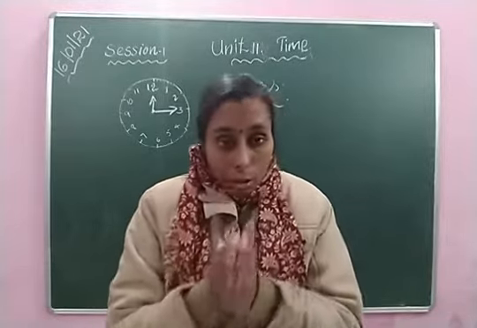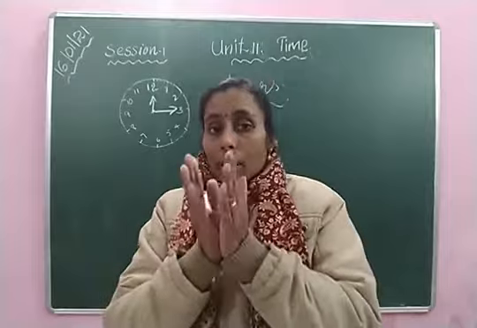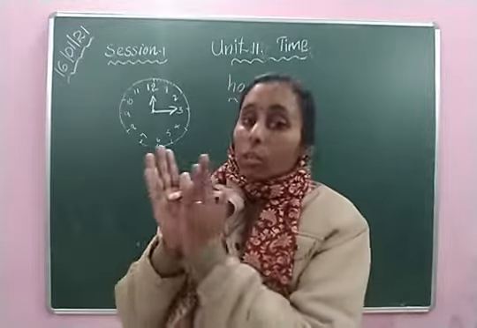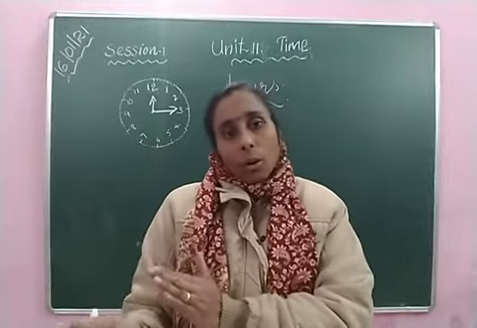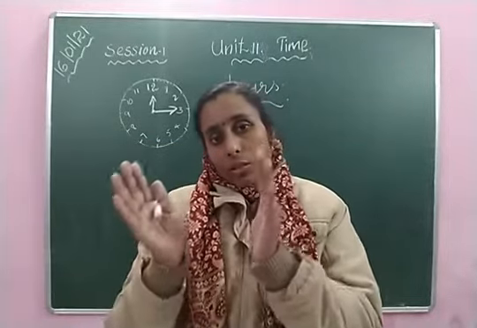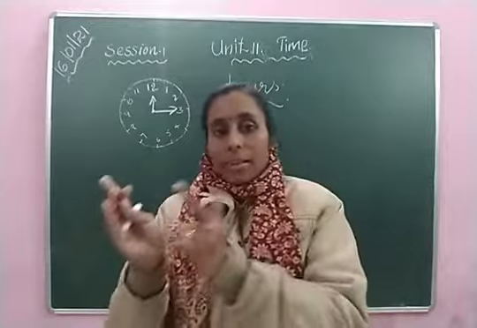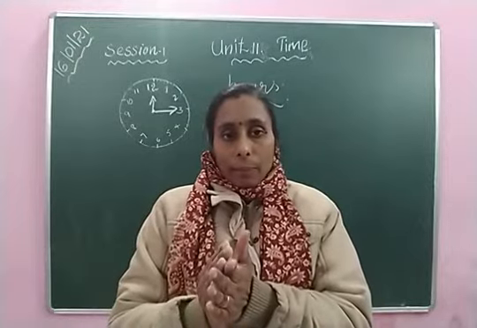A clock is divided into 12 equal parts. Each part is again divided into 5 parts. That means 5 minutes. From one number to another number, 5 minutes are there.